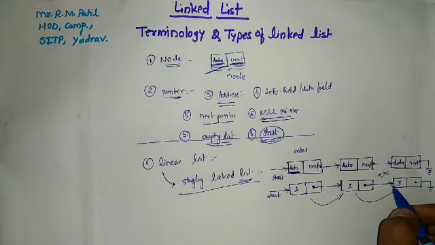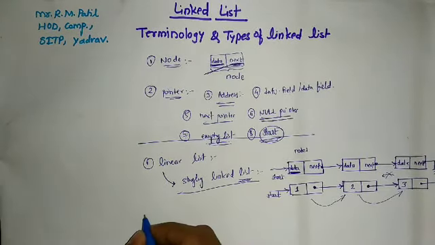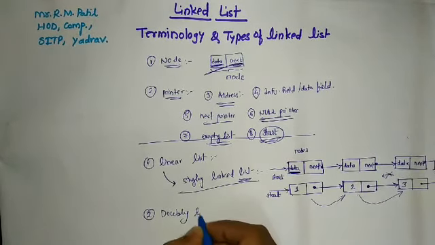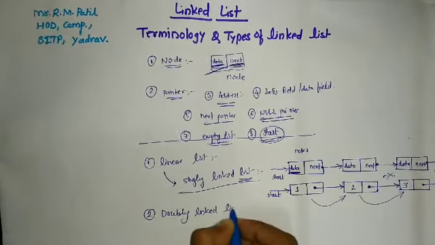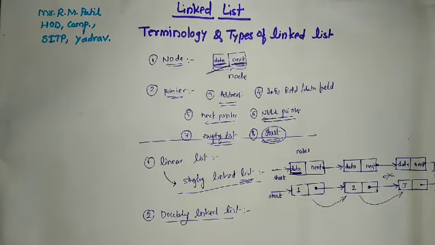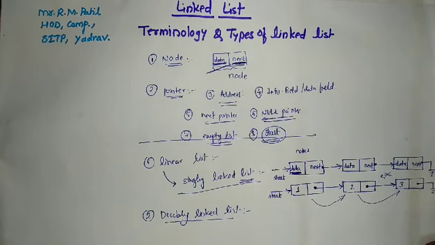So this one we call the first type of linked list, that is the singly linked list. Now we are going to discuss the second type, which we call a doubly linked list. It is also called a two-way linked list. A linked list which can be traversed both in backward as well as forward direction is called a doubly linked list.